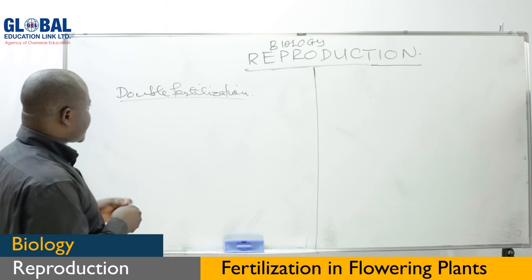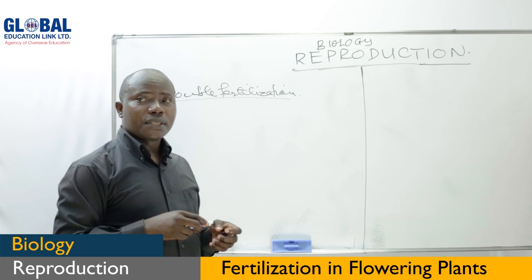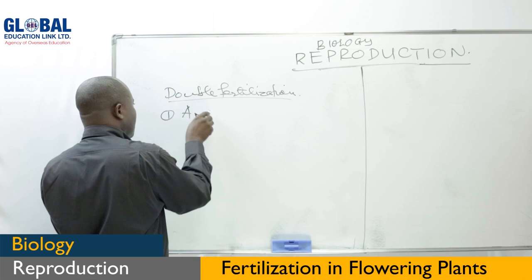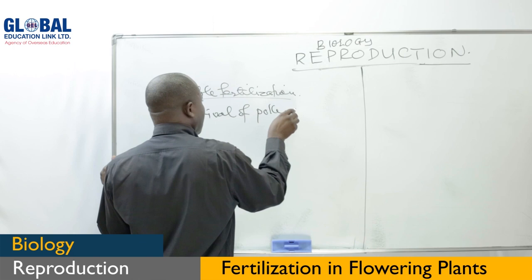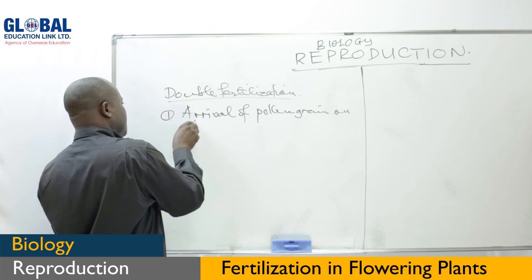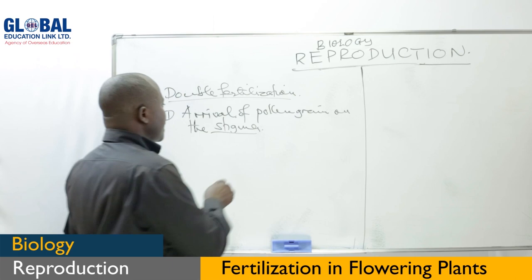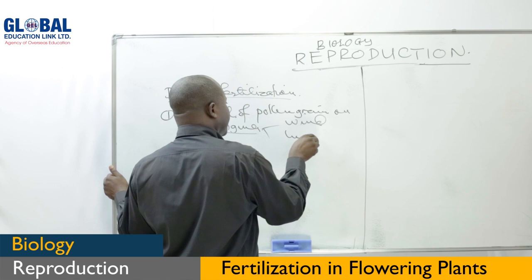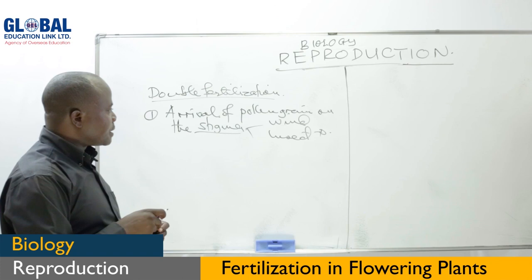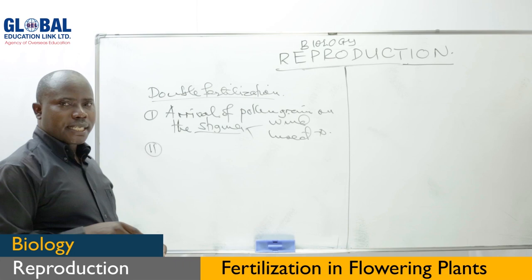For instance, the first aspect here that will enable you to respond to this question is the arrival of pollen on the stigma. Here, the pollen grains must arrive on the stigma either by wind or by insect, that is pollination. When it has arrived at the stigma, the second aspect to be considered in response to this question is that the pollen grain absorbs water and nutrients.